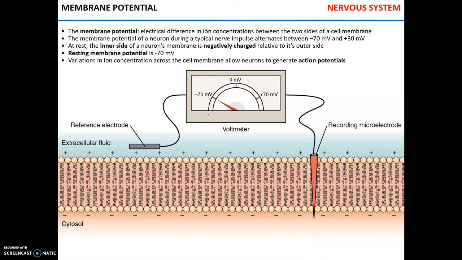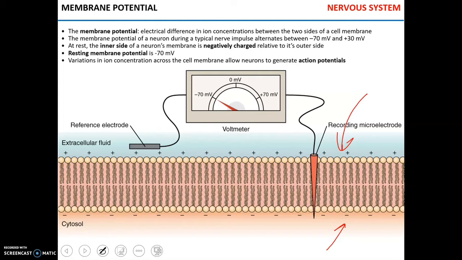Now, let's define what the membrane potential is. So membrane potential, resting membrane potential, is the difference in the concentrations of ions between the two sides of the cell membrane. The outer side of the cell membrane is positive, and the inner side of the cell membrane is negative. So usually, during a typical nerve impulse, the membrane potential of a neuron changes between negative 70 millivolts and plus 30 millivolts.